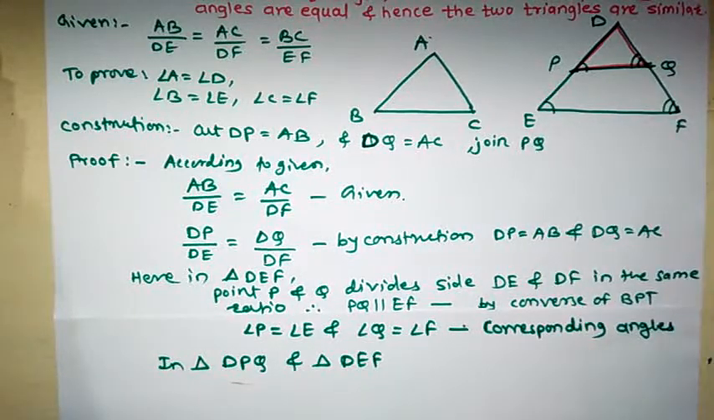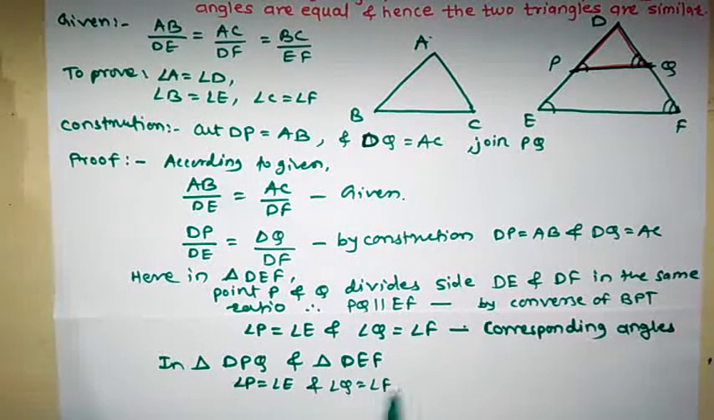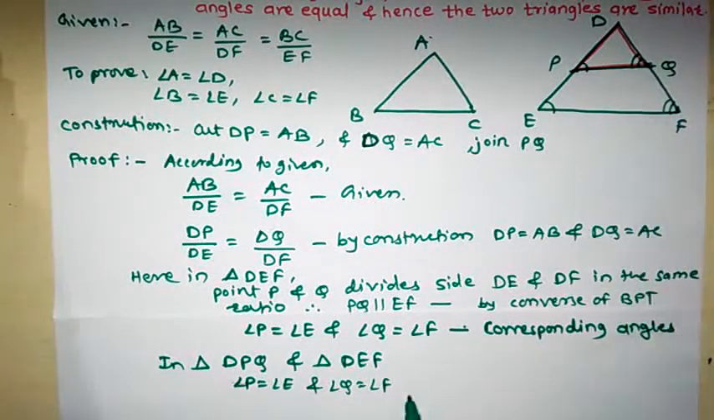ये दोनों triangle में angle P is equal to angle E. We have proved it above. And angle Q is equal to angle F. We got here angle Q is also equal to angle F. What is the reason? Proved above.